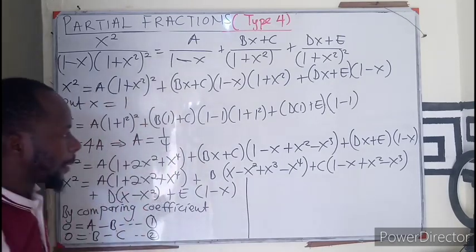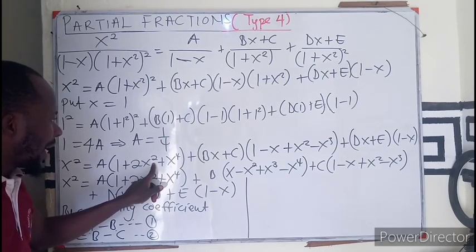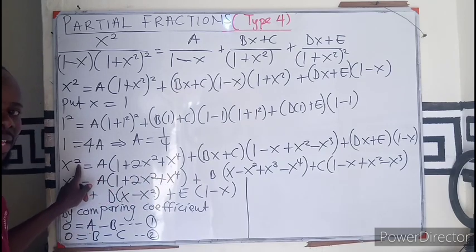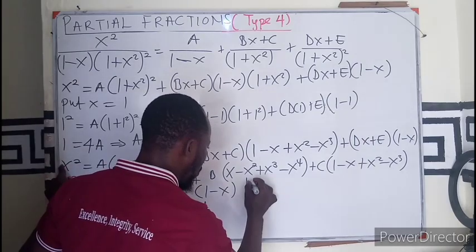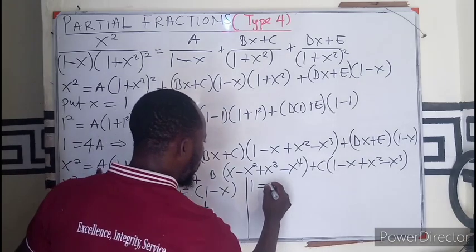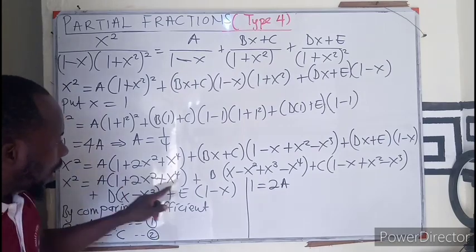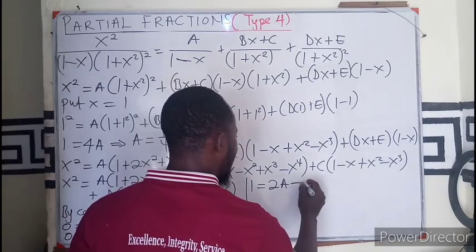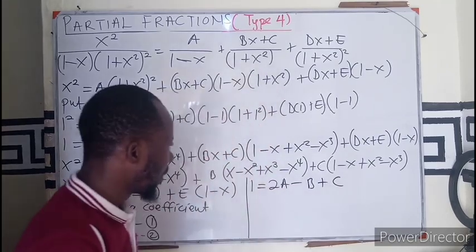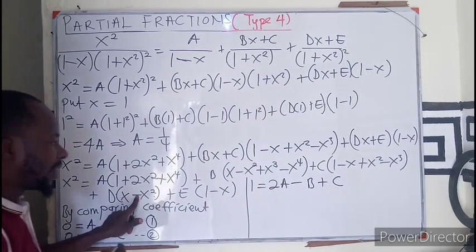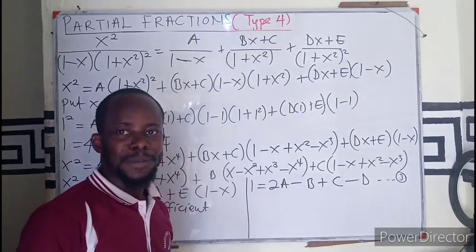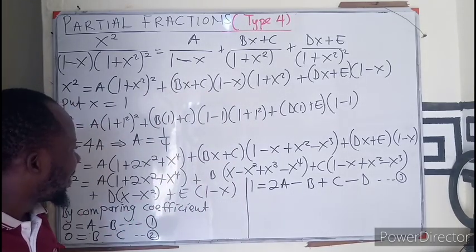Let's see. We are done with power of 3. So let's go to power of 2. Already we have power of 2 here. So the coefficient will be 1. So we have 1 equals a times 2, 2a x squared. It will be 2a. Do I have a power of 2 here? Yes, but negative. So negative b. Power of 2, positive. So plus c. There's a power of 2 here, but negative. So minus d. Equation 3. Good.